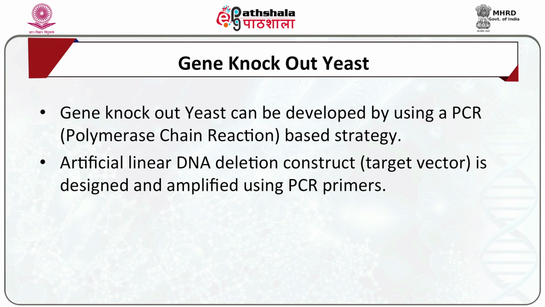Now let us talk about gene knockout in yeast. Gene knockout yeast can be developed by using PCR, that is polymerase chain reaction, based strategies. On the basis of known sequences of the genome, PCR primers are designed. An artificial linear DNA deletion construct, that is the target vector, is designed and amplified using PCR primers.